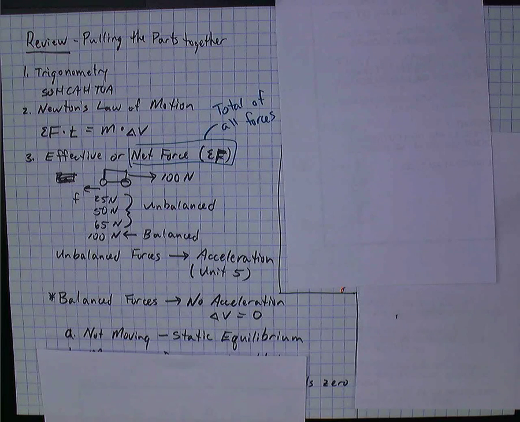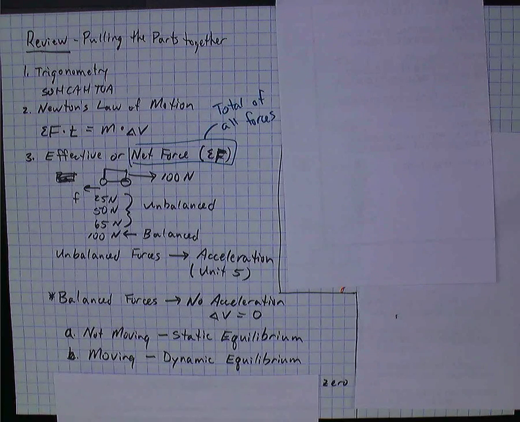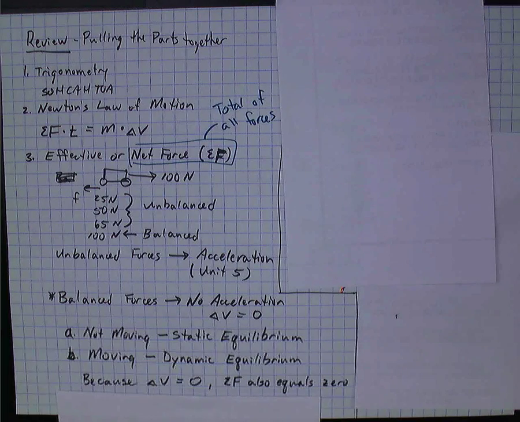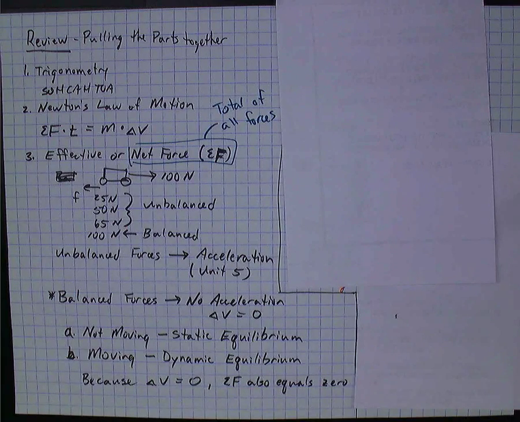The first is when the object is not moving. It's just sitting there. It's not going anywhere. It's not going to start moving. We call that static equilibrium. Static meaning motionless, equilibrium meaning balanced forces, so balanced non-motion forces. The other is dynamic equilibrium, meaning it's moving, but it's moving at constant velocity. So dynamic means motion, equilibrium means balanced, so constant velocity. Because the velocity is not changing, delta V equals 0, which means that the net force also equals 0.